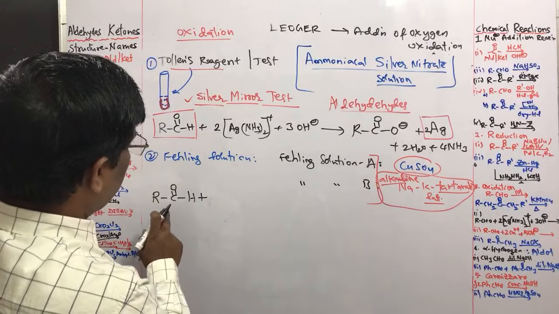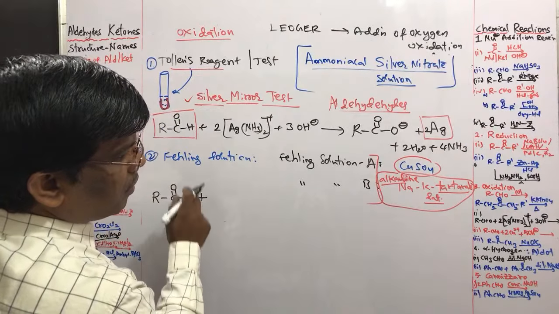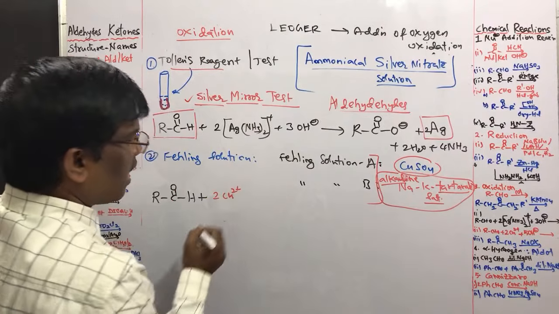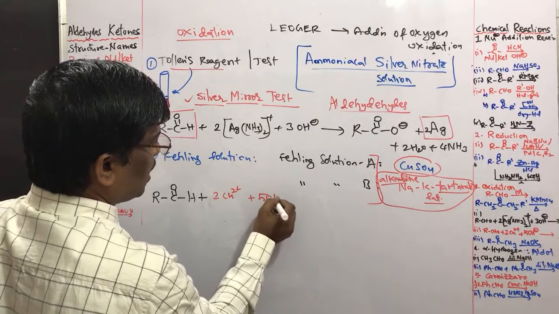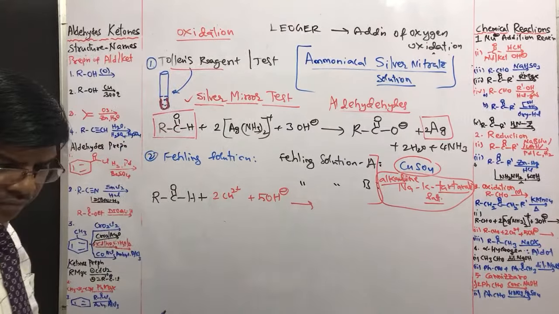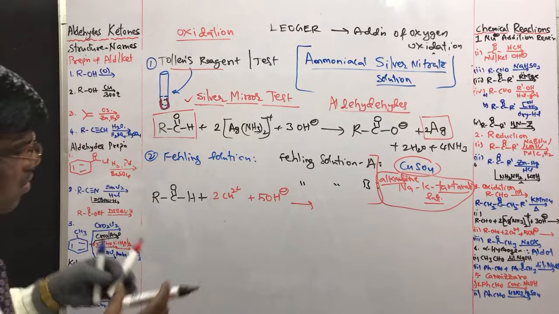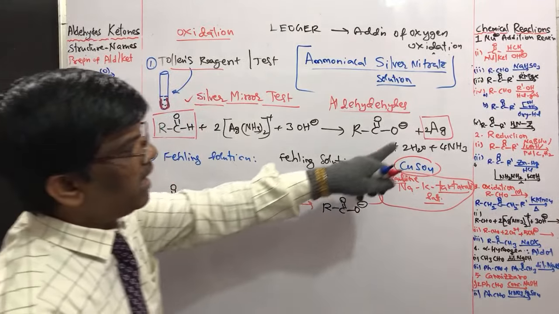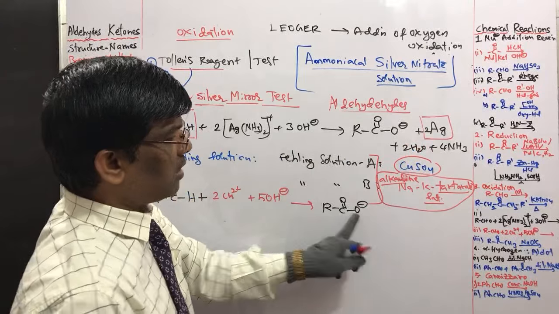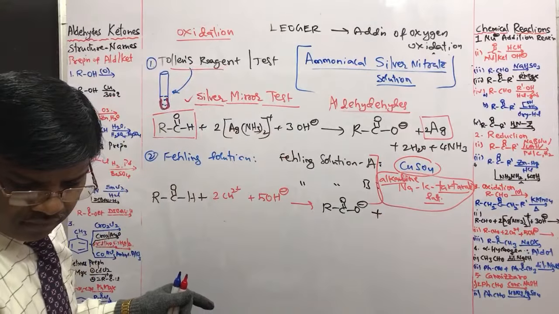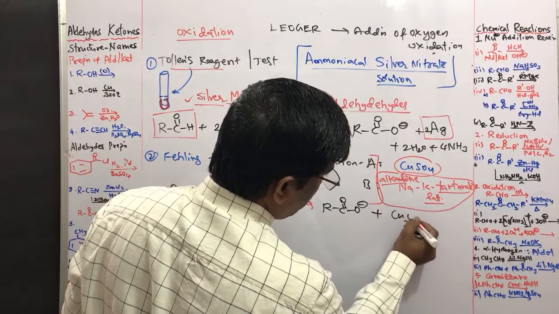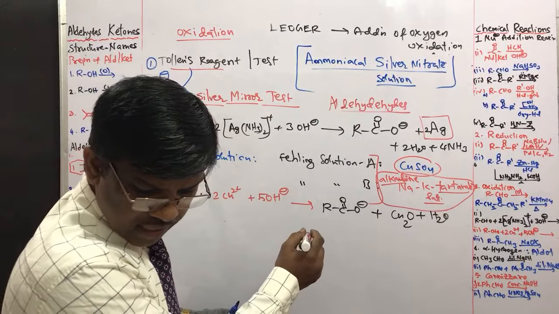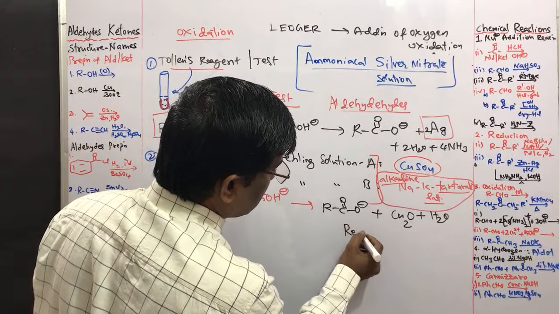So the copper sulfate plus alkaline sodium potassium tartrate solution is going to give: aldehyde plus 2 copper 2 plus ions and plus 5 OH minus gives acid. This minus charge I am putting here; with silver we got a silver salt, here we will get a copper salt, right? Plus cuprous oxide and water. So this cuprous oxide is a red brown precipitate.